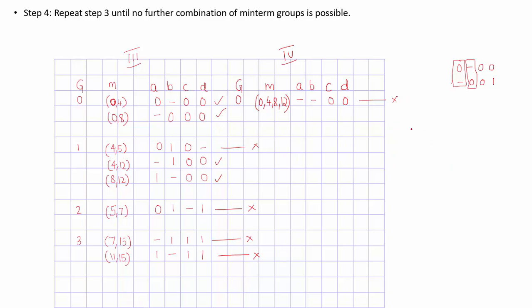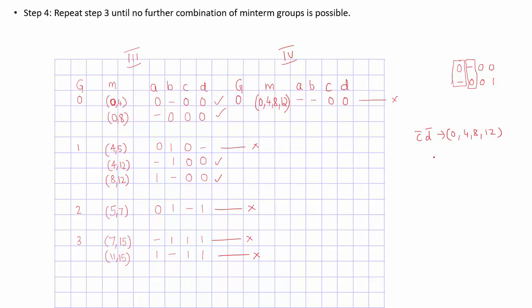Now how do you write these prime implicants in terms of variables? If there is a dash under a particular variable, then it means that the variable has been eliminated. If there is a 0 under a particular variable, then you have to write the complement of the variable. If there is a 1, then you just have to write the variable. So 0, 4, 8, 12 will be C bar, D bar.